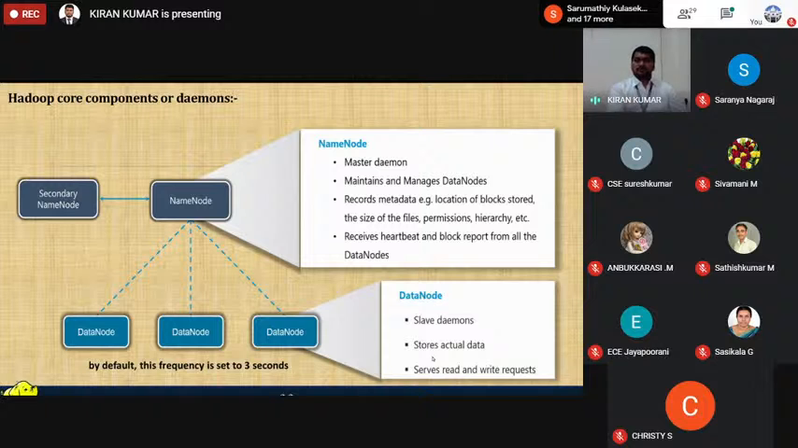Actual user data will be stored in the data nodes, and it serves the read and write requests. Whenever a user wants to write data, it serves the request, and whenever a user wants to read data, it serves the request. So that is the use of the name node and the data node. I'll come to the secondary name node later. So from this slide, we understood what a name node is and what a data node is.